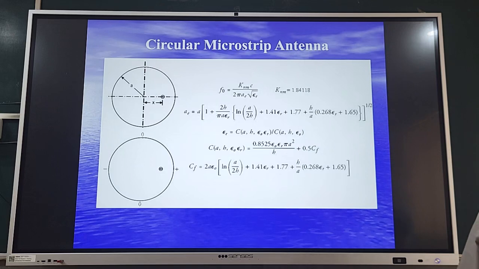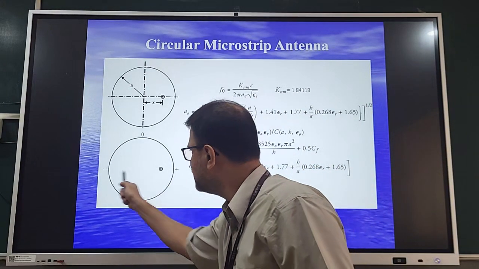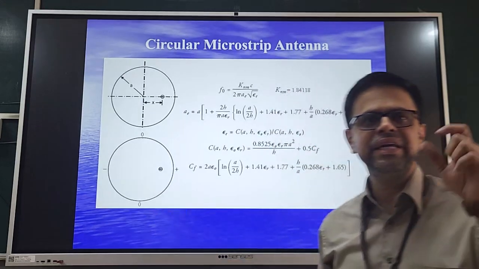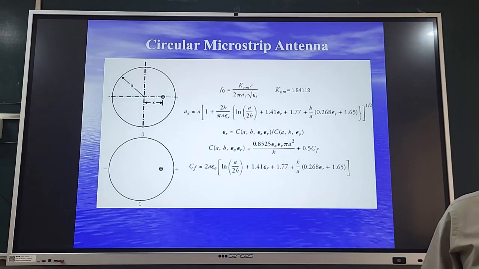One stands for one wavelength variation along the complete perimeter, or one half wavelength variation along the half of the perimeter. And the second one stands for one half wavelength variation along the radius. So this is how the field distribution for the fundamental TM11 mode looks.